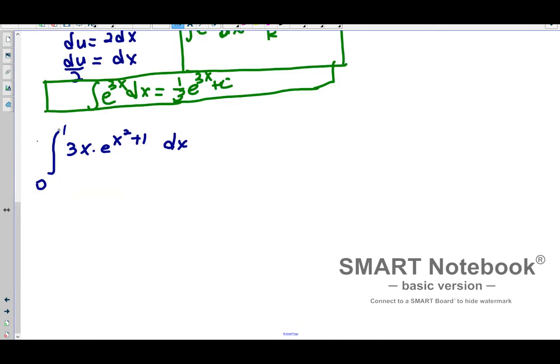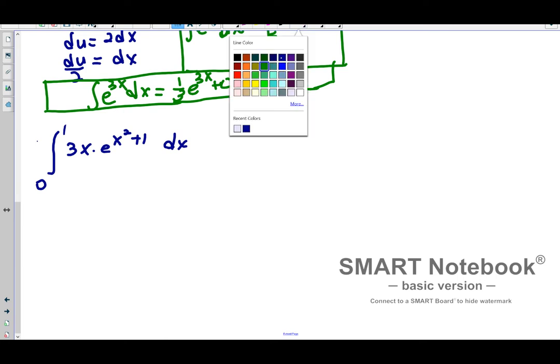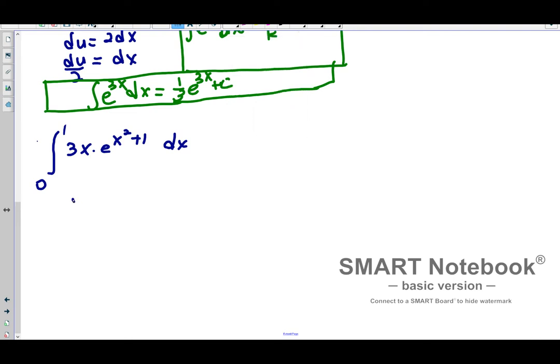But something like this, we do need to use substitution. So, integral from 0 to 1 of 3x times e to the x squared plus 1. The first thing you have to figure out is what is a good selection for u here. So let u be equal to what? The same principle from the last class applies: let u be a quantity so that its derivative is already embedded in the integrand up to a constant.